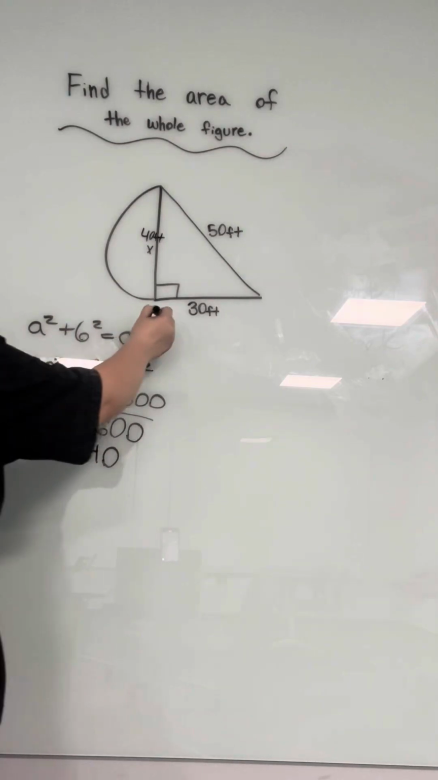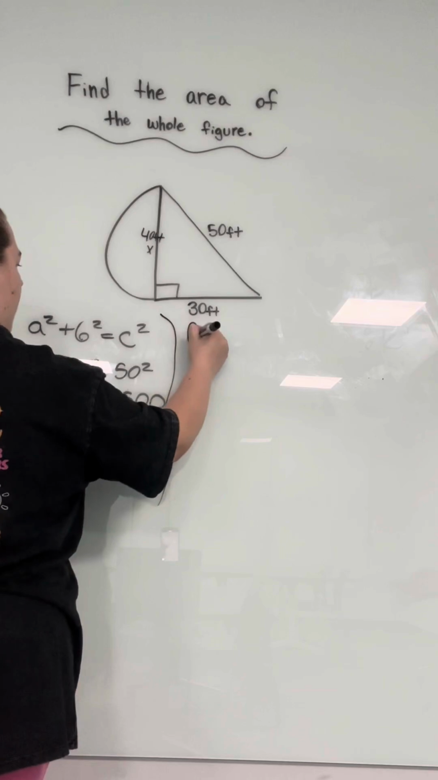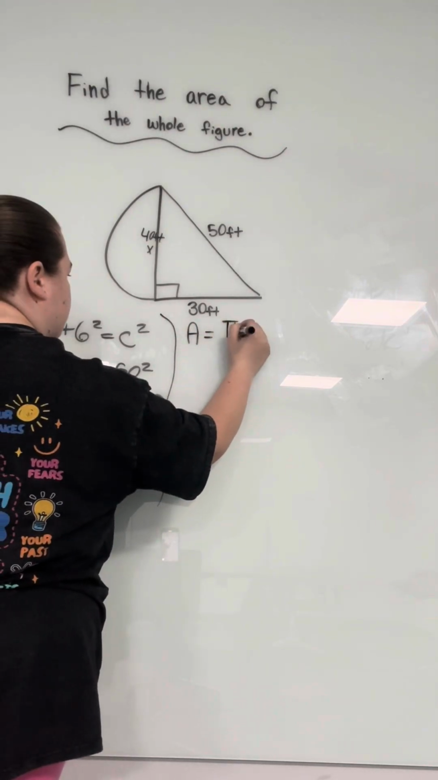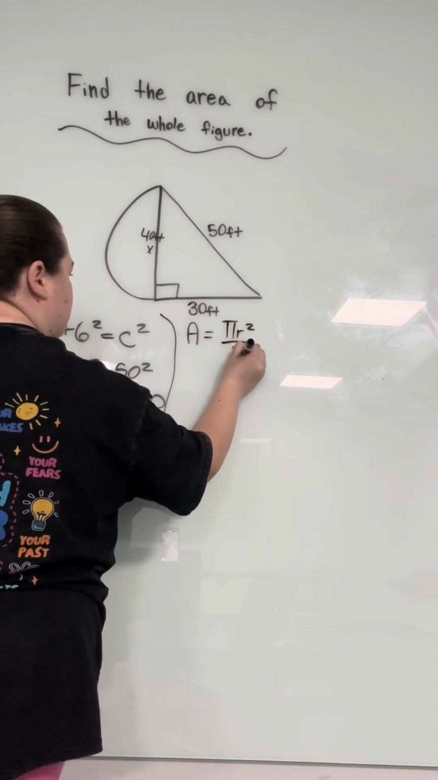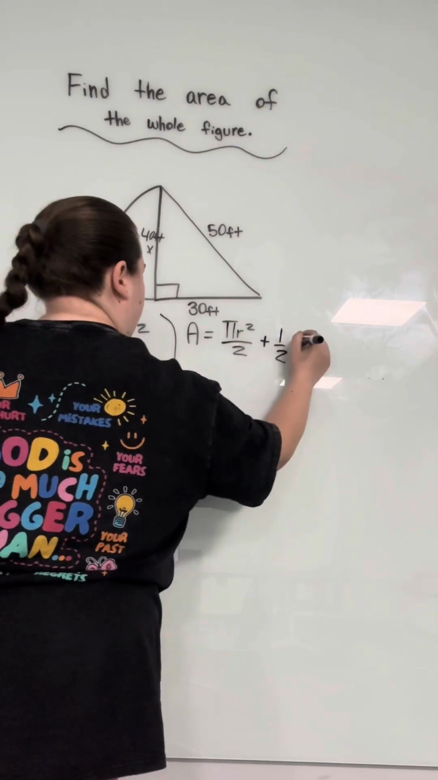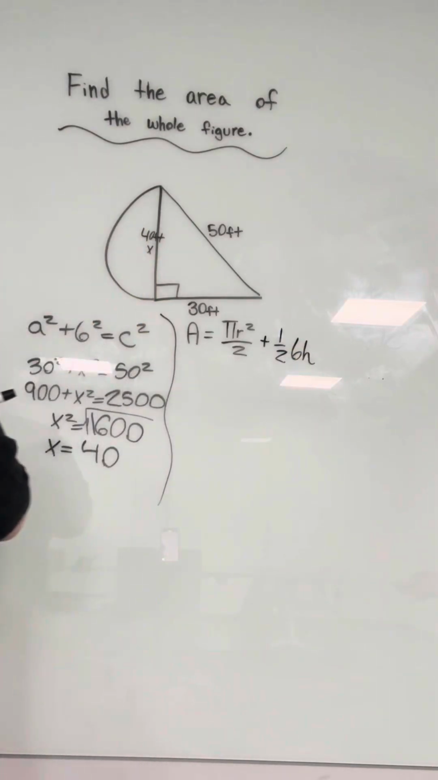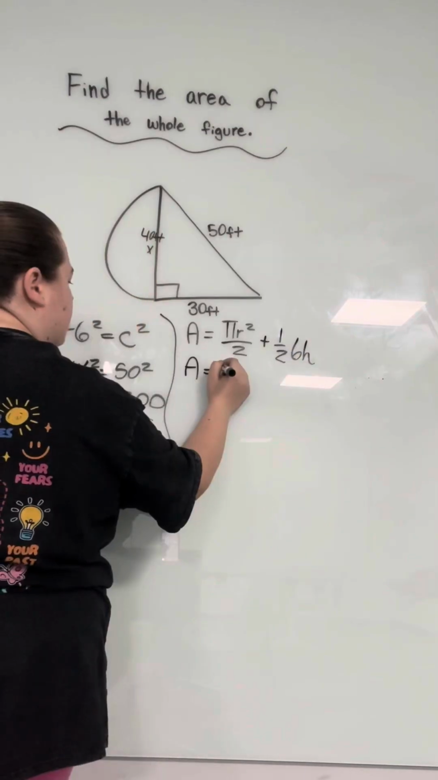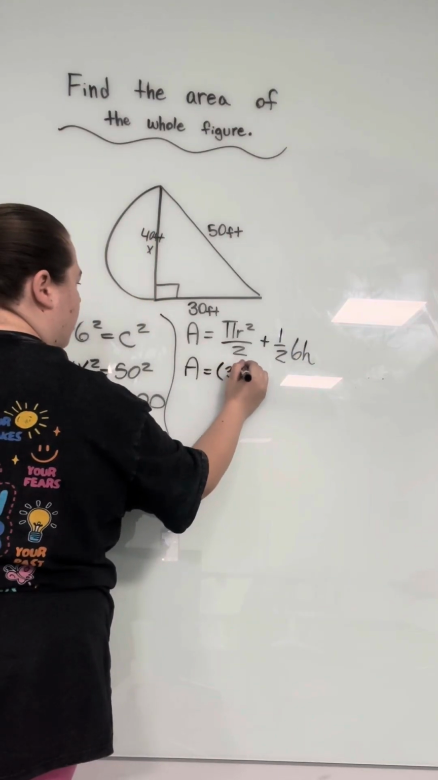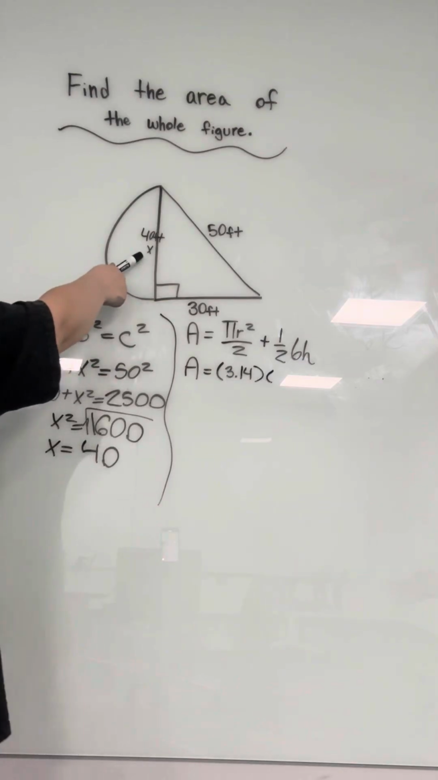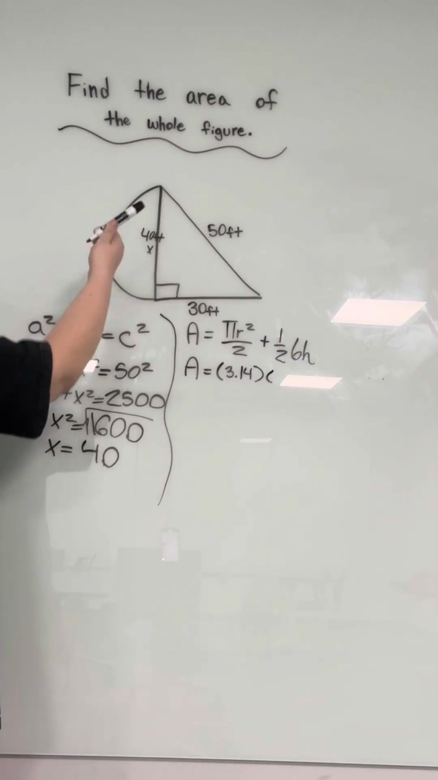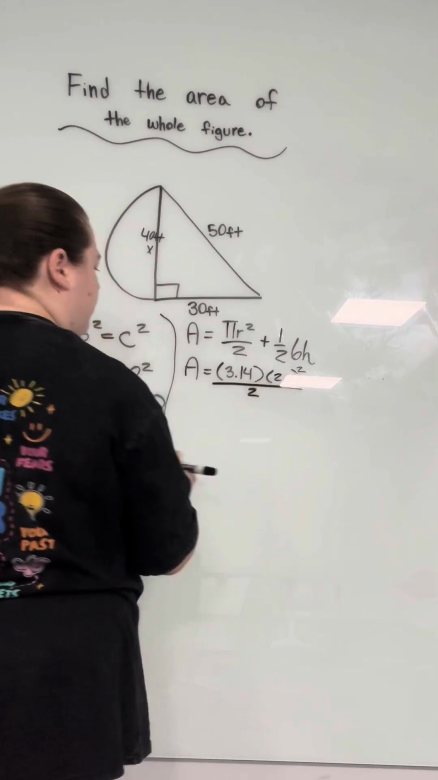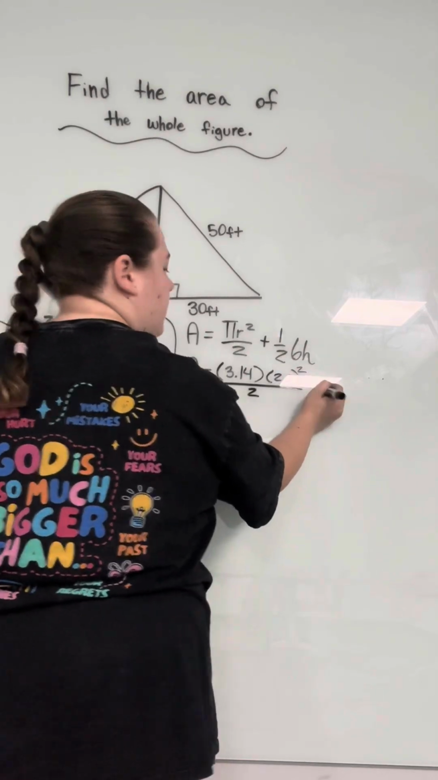And to find our area, we know that the area of a semicircle is half the area of a circle. Pi r squared, which is the area of a circle, over 2, plus the area of our triangle, 1/2 base times height. We can substitute 3.14 for our pi. So our radius would be half of our diameter. So half of 40 would be 20. Square that, and we're going to put all of that over 2. And we're going to add it to our triangle as well.